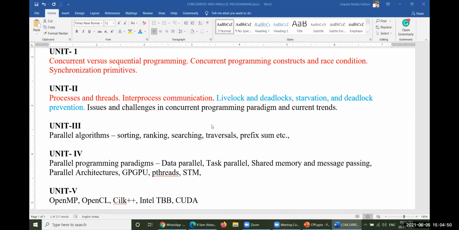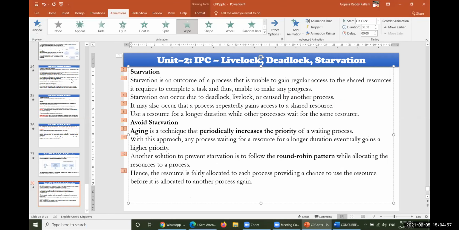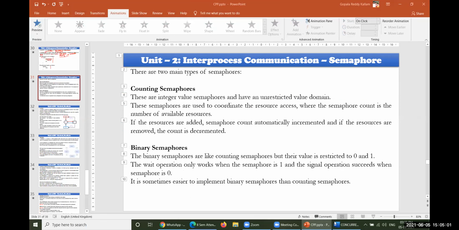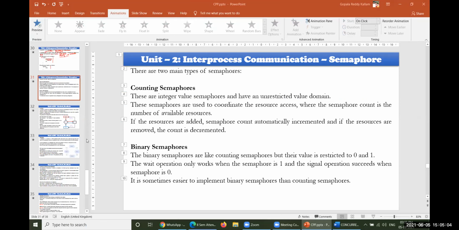So these are the points I'd like to cover for today. Let us go ahead, let's get started without any further delay. So look at this. Semaphores have been discussed in the previous class itself.